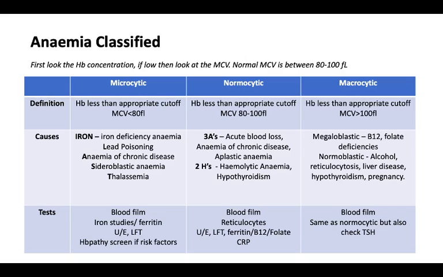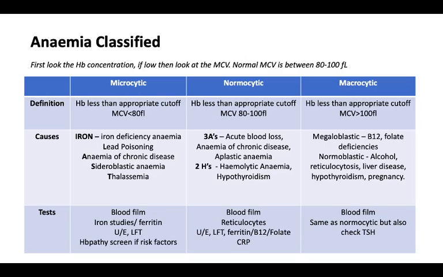So for all the anemias, you would then proceed to do a blood film. So this is the next step after you've looked at the FBC. And depending on what type of anemia it is, you can look at other things. So in microcytic anemias, you would want to do iron studies. You would want to look at ferritin. You would also want to look at your LFTs, U&Es, and if there is a patient with risk factors for hemoglobinopathies, then you would do a screen there.